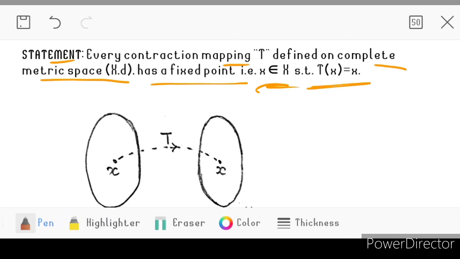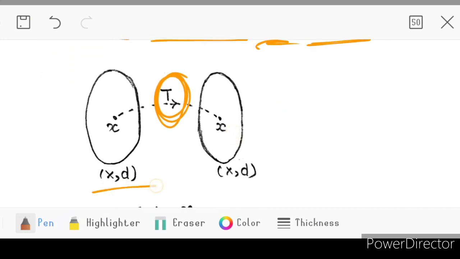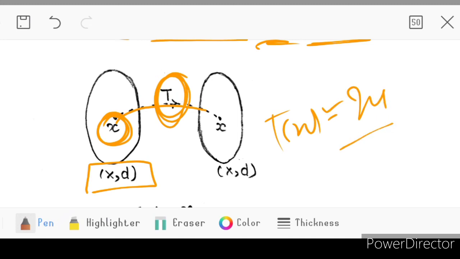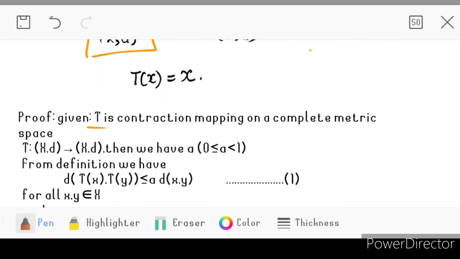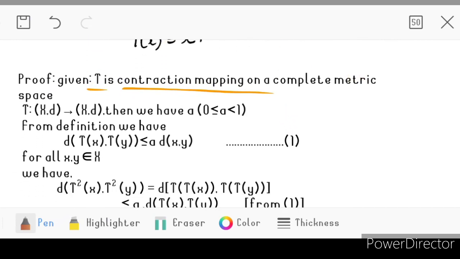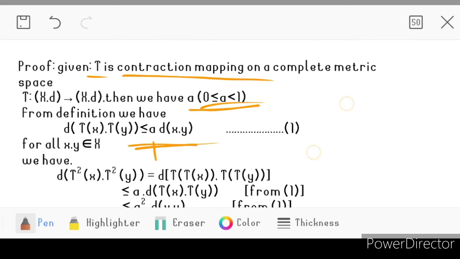So this statement says that T is a contraction mapping, and if it is defined on a complete metric space, then it will have a fixed point, that is, x is transformed and the mapping is equal to the same element that has been transformed. So the proof is, given T is a contraction mapping on a complete metric space, by definition we can say that the distance between images will be less than or equal to alpha d(x, y), and the alpha value is in between 0 and 1.